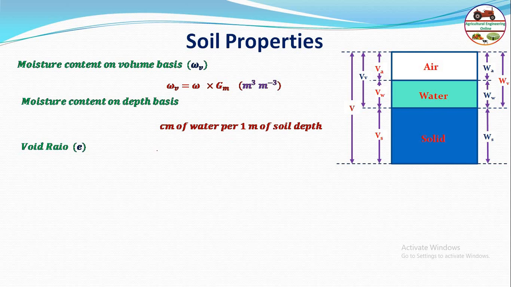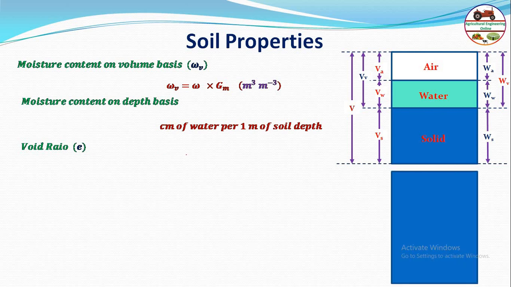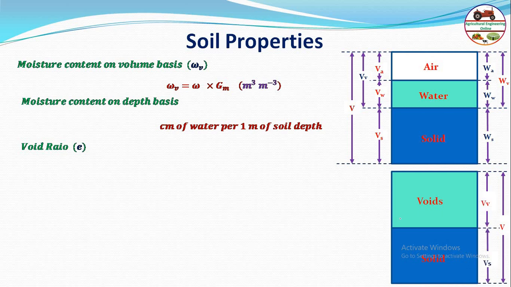Then void ratio. Coming to the void ratio, how is it calculated? Void ratio is the void to the total soil. Let us say this is the total soil volume, and this is the volume of the void or the space. This is solid and this is void. V is the total volume, and this is the volume of void and volume of solid. So the void ratio will be equal to volume of void divided by volume of solid, which is expressed as a fraction. Remember, there is no unit, only a fraction.